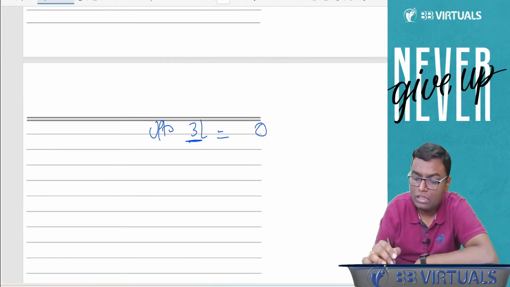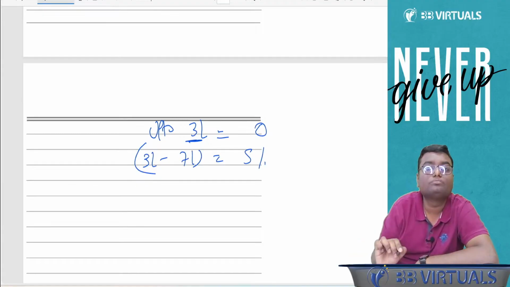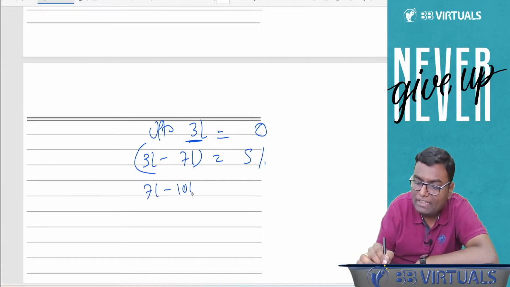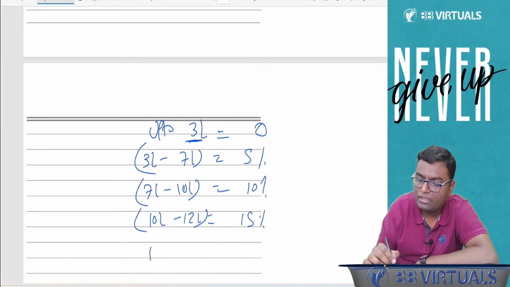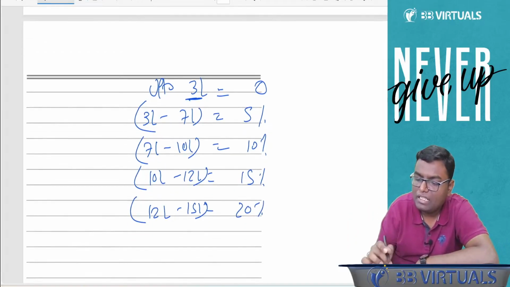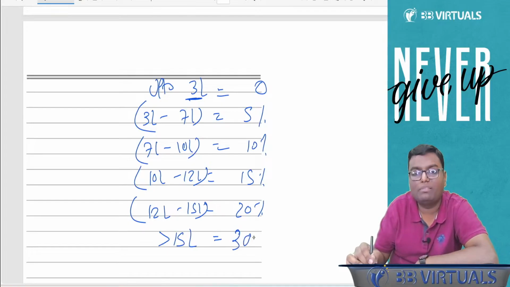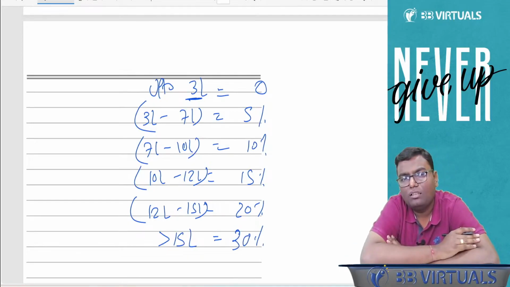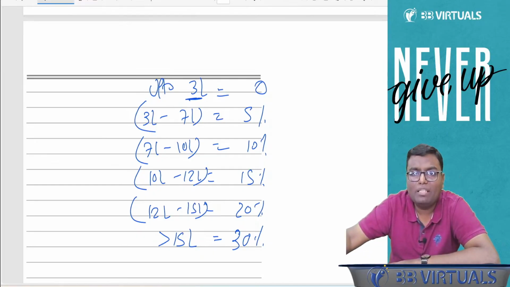3 lakh. Achha, 3 lakh to 7 lakh, it will be 5%. 7 lakh to 10 lakh, it will be 10%. 10 lakh to 12 lakh, it will be 15%. 12 lakh to 15 lakh, it will be 20%. And whatever is the income over and above 15 lakh, on that 30%. These are the new tax rates applicable over here.